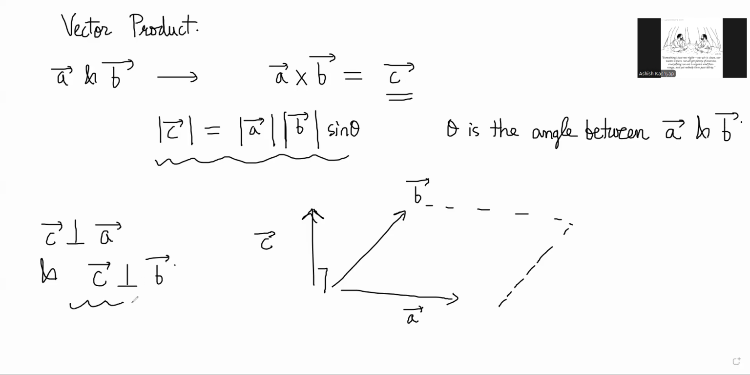So here you can say that the final vector C is perpendicular to A and C is also perpendicular to B. So vector product is basically the situation where when you multiply two given vectors, you get an output which is a vector whose length is given by AB sine theta and the direction is perpendicular to the plane containing A and B, right?